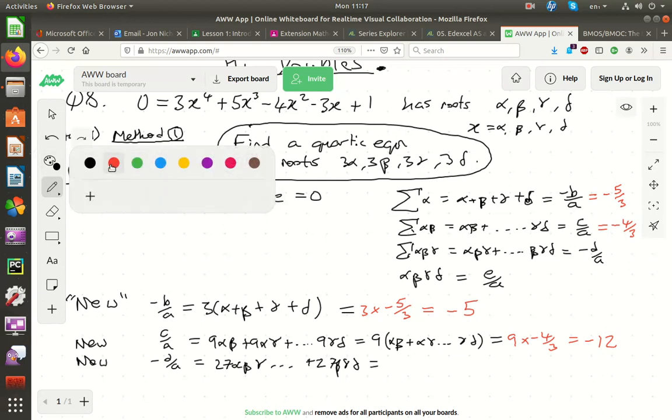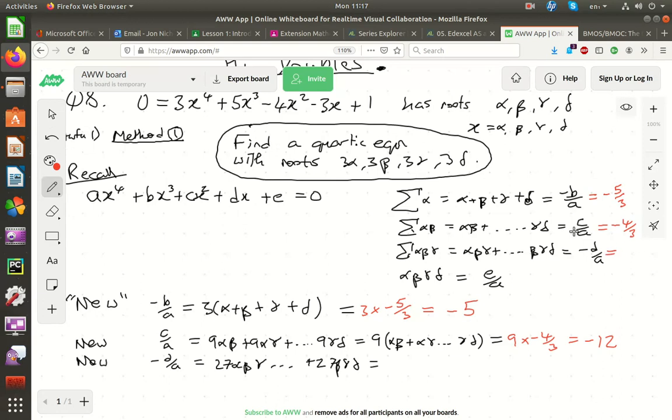Okay, let's change color again. What was our minus D over A before? It's going to be minus 3 over 3, which I believe is positive 3 over 3, which is 1. Yeah, so what we're going to need to be doing here is 27 times 1, which is 27.